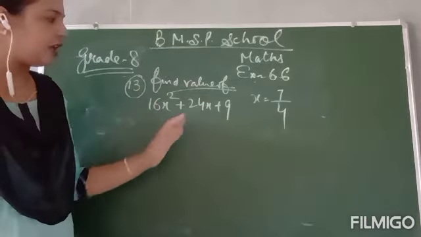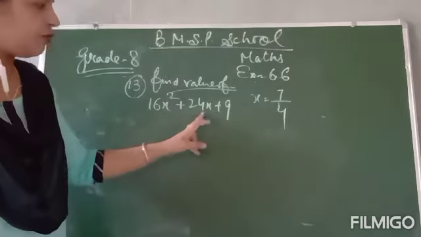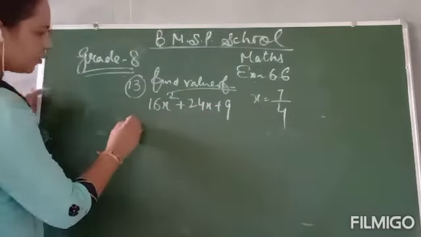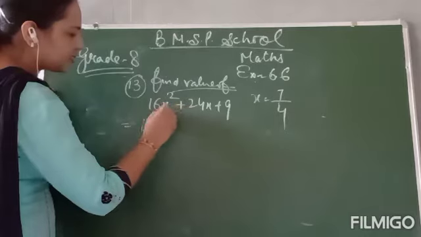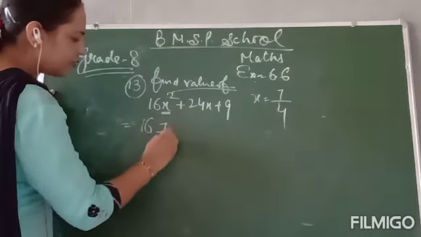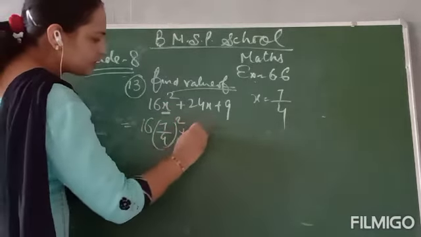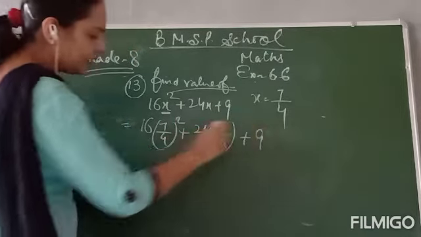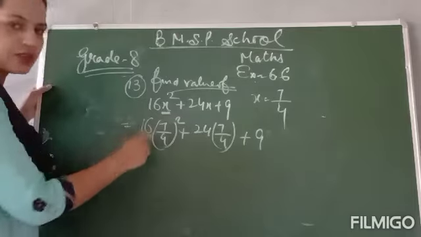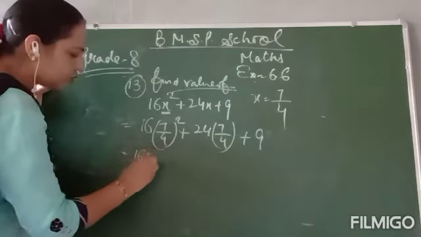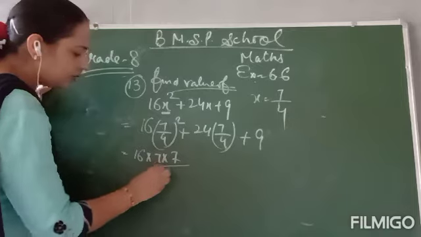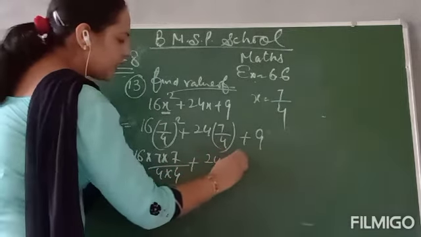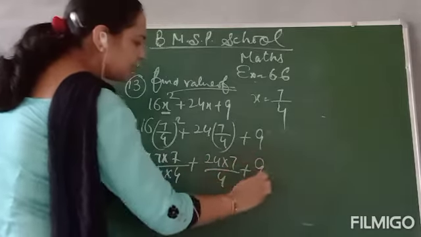The 13th question is find the value of 16x square plus 24x plus 9, where they have given x is equal to 7 by 4. So put the value of x everywhere, 7 by 4. Here it is 16 into (7 by 4) square plus 24. In place of x I have written 7 by 4, plus 9. Squaring means this term is taken 2 times. So 16 into 7 square below 4 into 4, plus 24 into 7 by 4, plus 9.